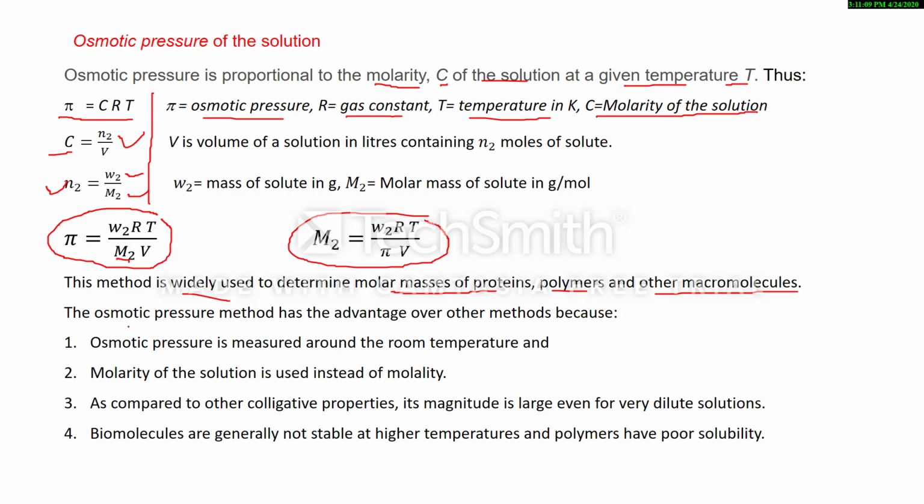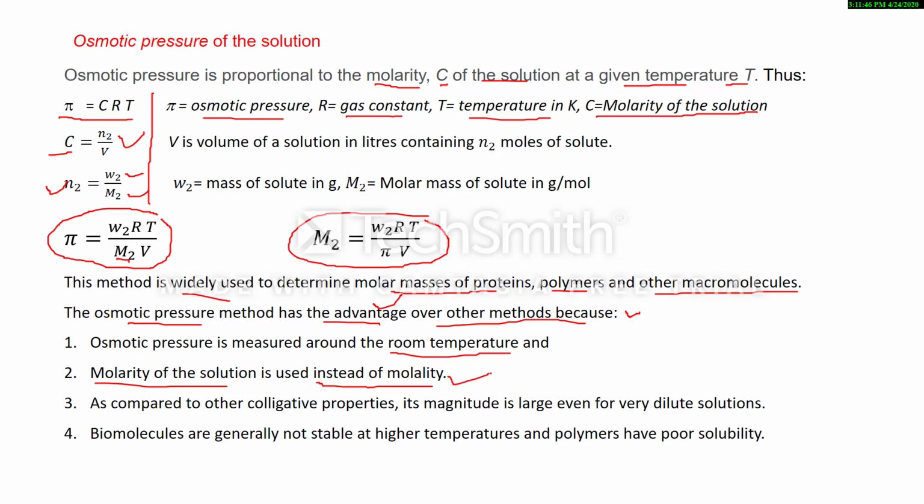And this osmotic pressure method has an advantage over other methods, because we have already discussed that each colligative property can be used to find the molar mass. But osmotic pressure has the advantage. Now, what are these advantages? Osmotic pressure is measured around room temperature, while in the case of elevation of boiling point, we have to boil the liquid. In the depression of freezing point, we have to lower the temperature to the freezing temperature, while osmotic pressure can be determined at room temperature. Molarity of the solution is used instead of molality.